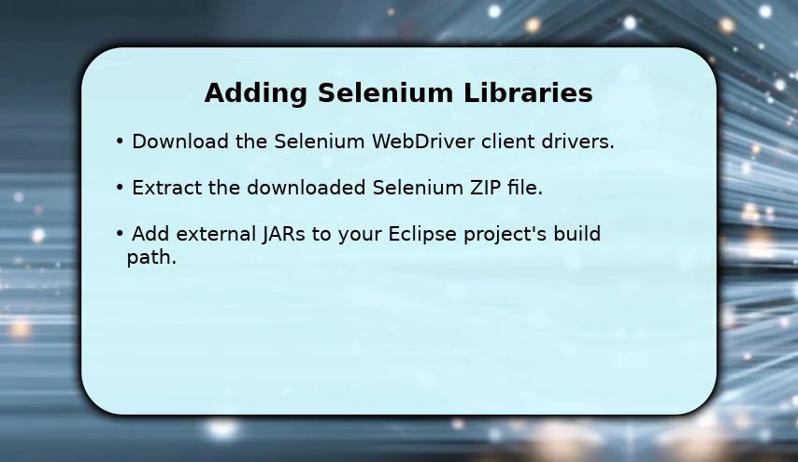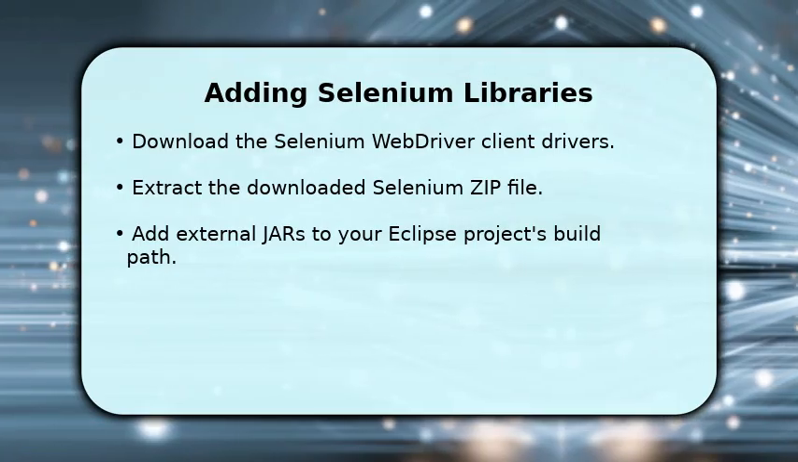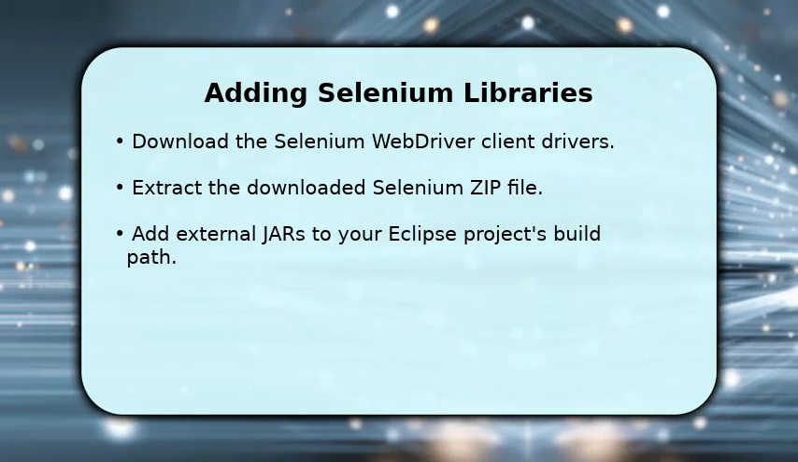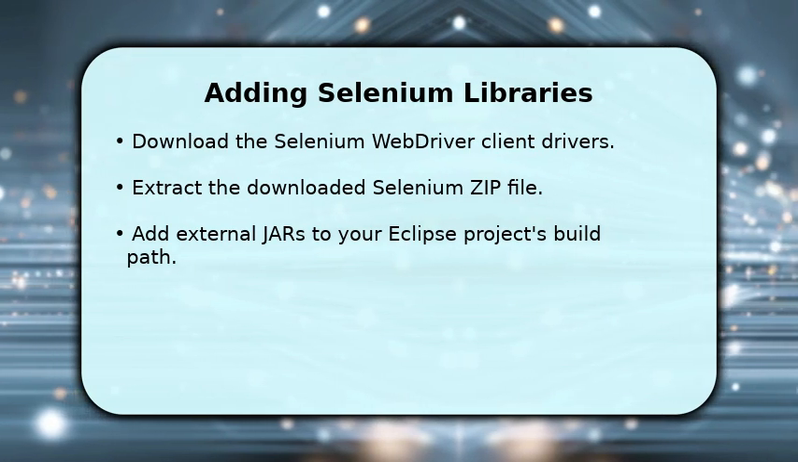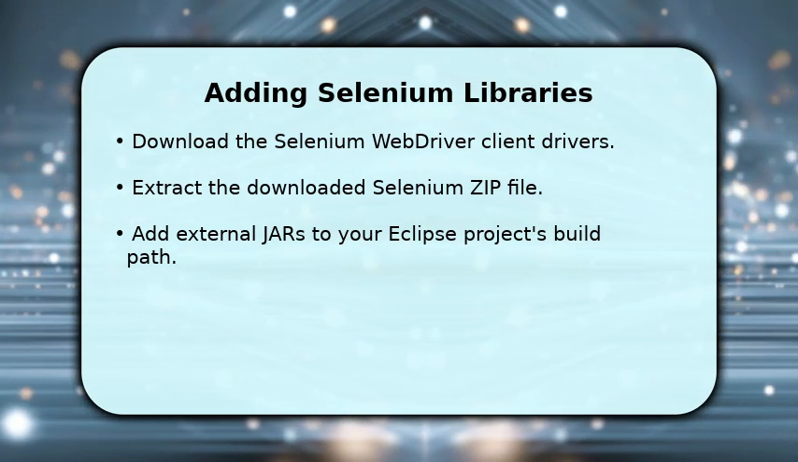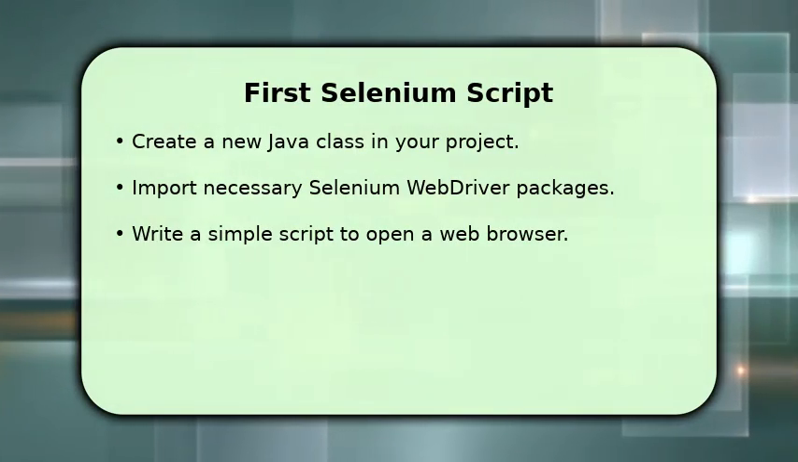Finally, in Eclipse, right-click your project, navigate to Build Path, then configure Build Path, and add all the external JAR files from the extracted Selenium folder to your project. This step links Selenium's functionalities to your Java code. With Selenium libraries added, you're ready to write your first script.